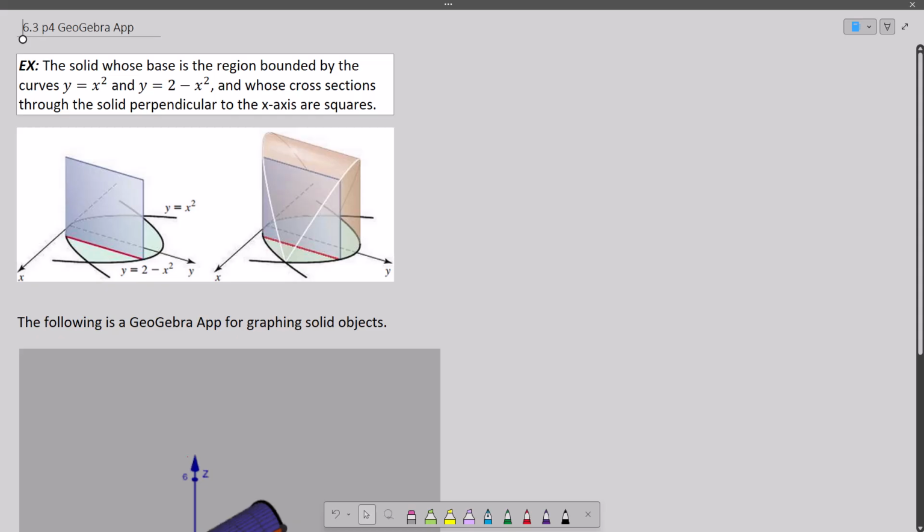So let's see if this app thing works. If we look at this problem right here, we've got two parabolas, one opening up, one opening down in the xy plane. And then once again, we are going to put squares on top of the line segment that connects the two parabolas. So we've got our two parabolas, and we're going to create all these squares. It's going to create this funky looking shape over here.